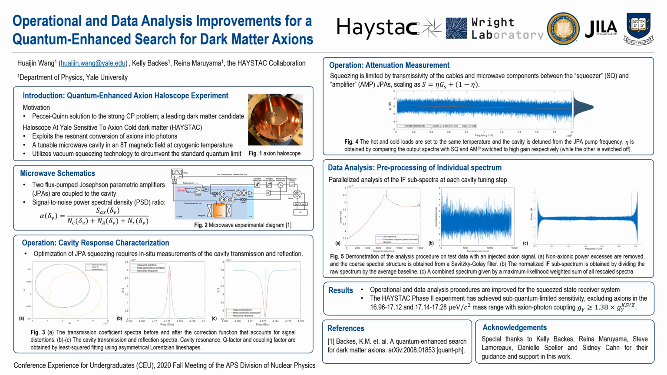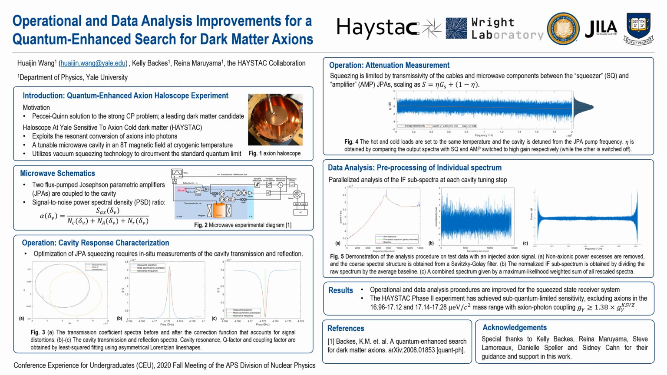In this figure, coarse spectral structure and power excesses that do not resemble axions are removed in the individual intermediate frequency spectra, which are then upconverted into radio frequency spectra and combined into a grand spectrum across the whole scanning range by taking an optimally weighted sum of all the rescaled subspectra. The grand spectrum is then used for further analysis.